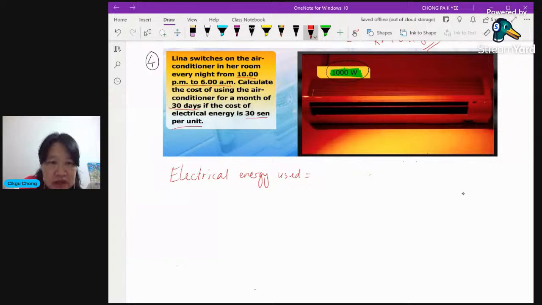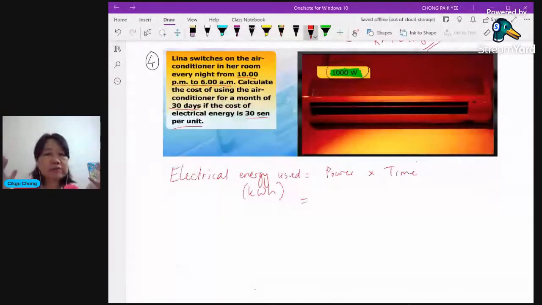And time must be in hours. Okay, now let's calculate directly for one whole month. No need to do two times. Don't count day first and then times month. You put the measurement for the month together.